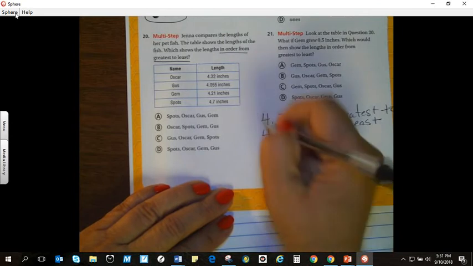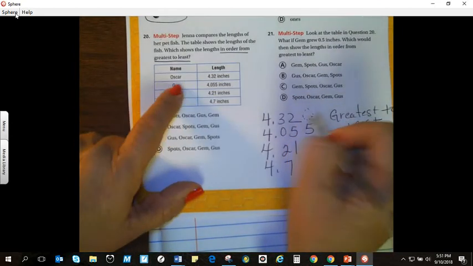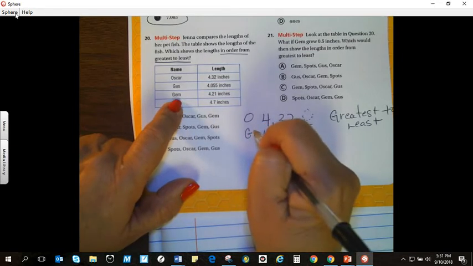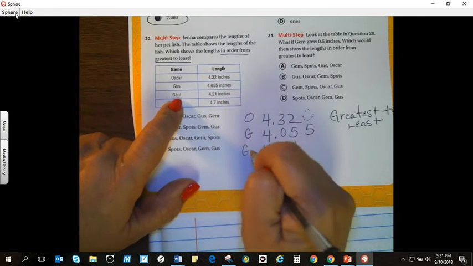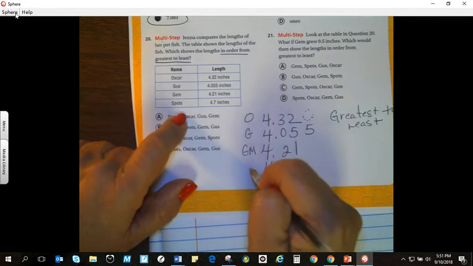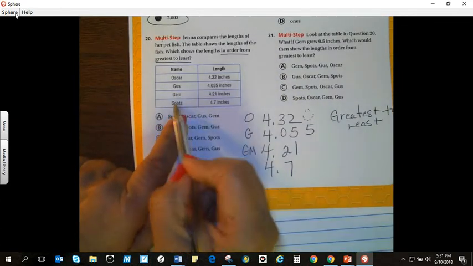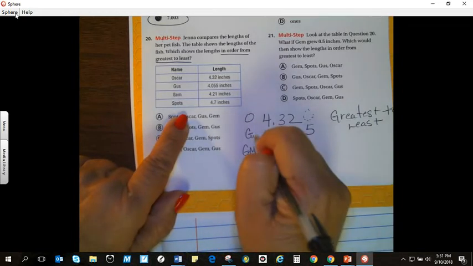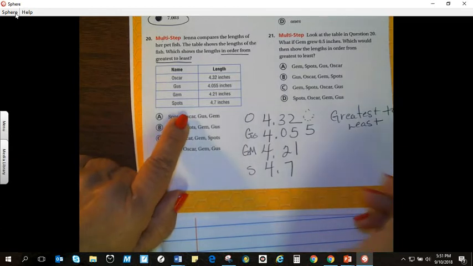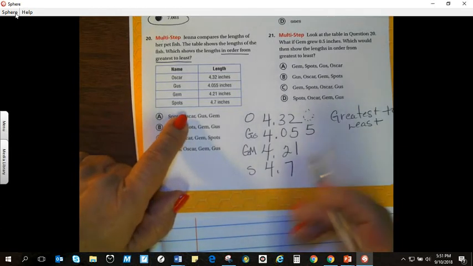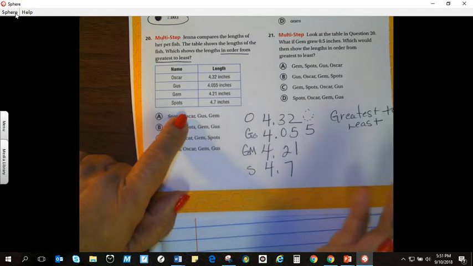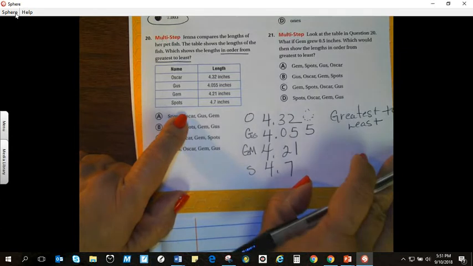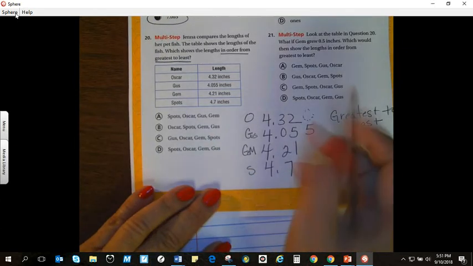All right, so I'm coming here, and I'm going to put O for Oscar, G for Gus, M for Jim, and S for Spots, so that I know which ones go with those. I guess I could always write that out and put Jim and then put Gus. I was just trying to save some time, so you do what's best for you. Usually writing it out will give you a little bit more clarity. If just putting initials there helps you out, then that's fine too.